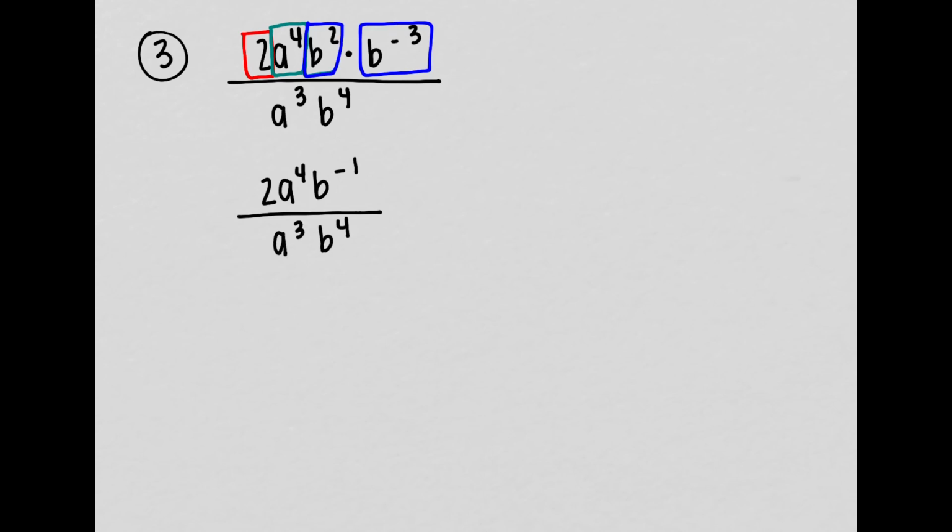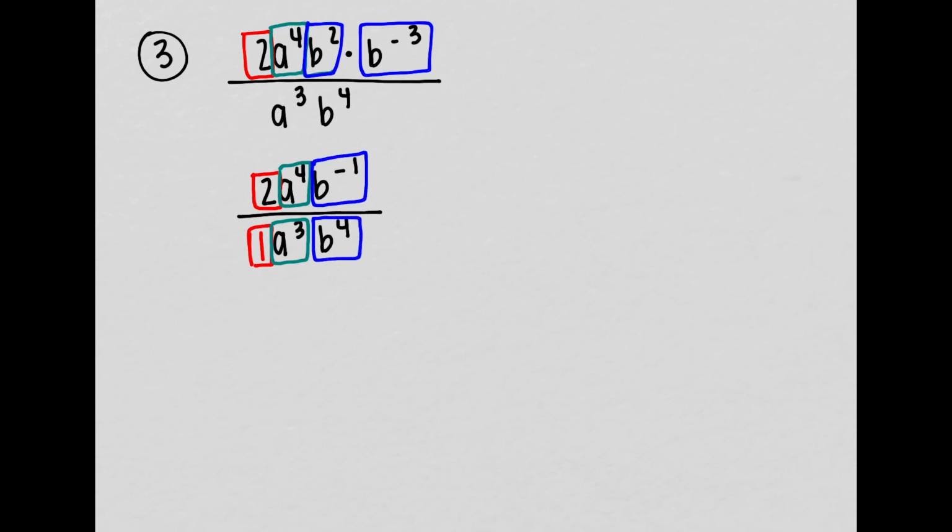So again, I'm going to box the parts that I have. I have a coefficient out front of 2. There technically is a coefficient in front of the bottom, which is 1, so we'll just keep that there. I have a to the 4th on top, and it goes with a to the 3rd on bottom. And finally on top, I have b to the negative 1, which goes with b to the 4th.